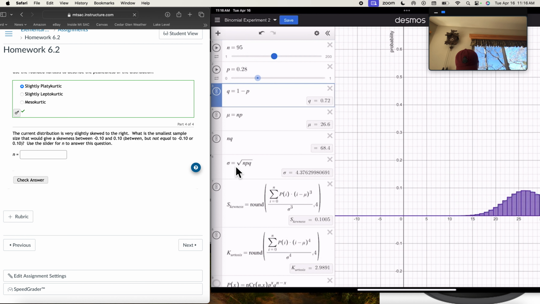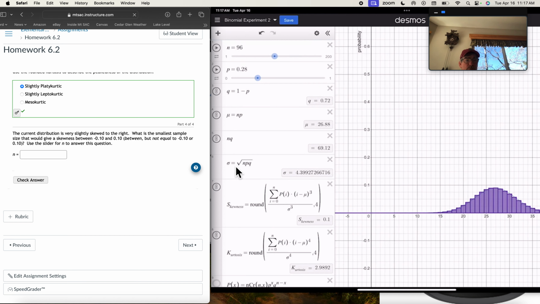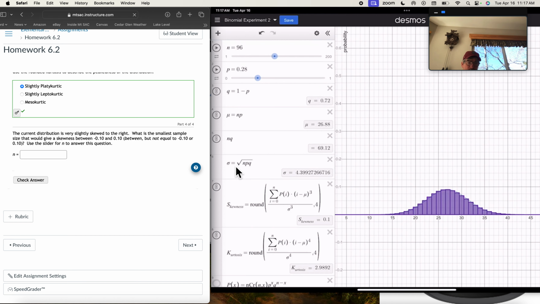That's a 0.1, and that's at a sample size of 97. Sorry, 96. Let me just double check that manually. At 96, I have a 0.1. And the instructions are, let me move the distribution over here. The instructions are pretty explicit, that we are to continue sampling until the skewness is less than 0.10.